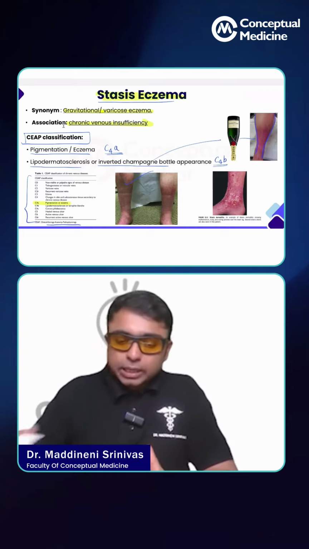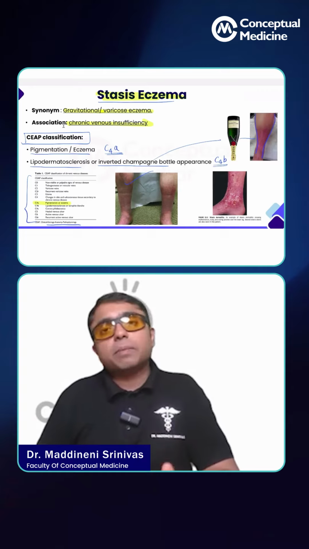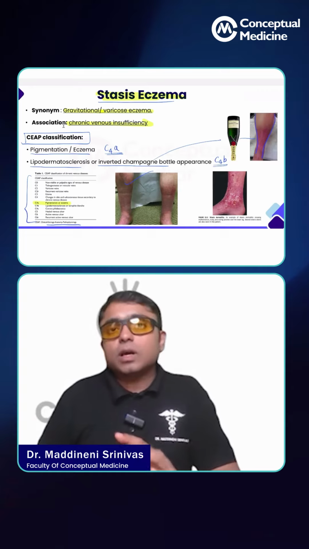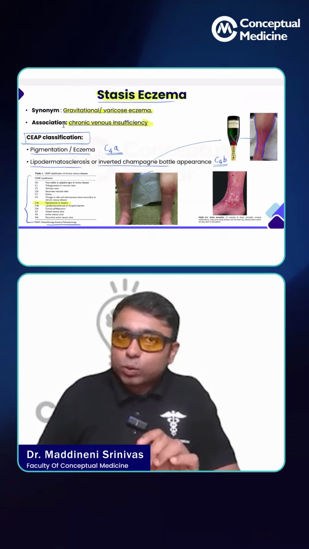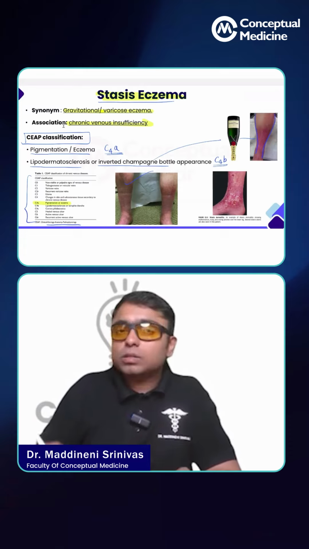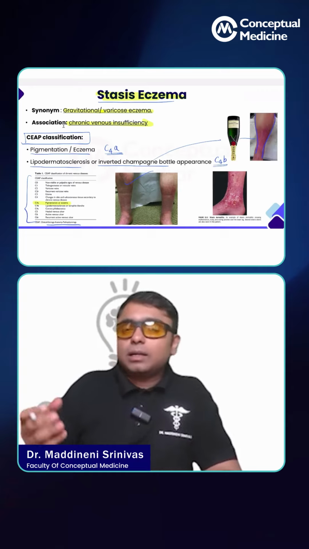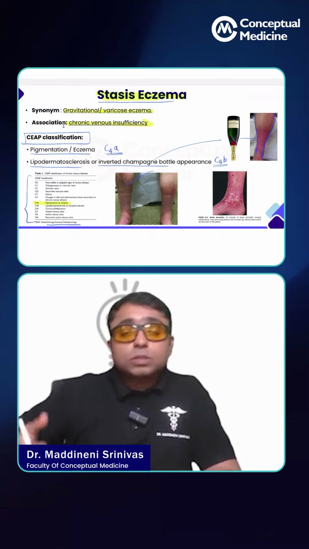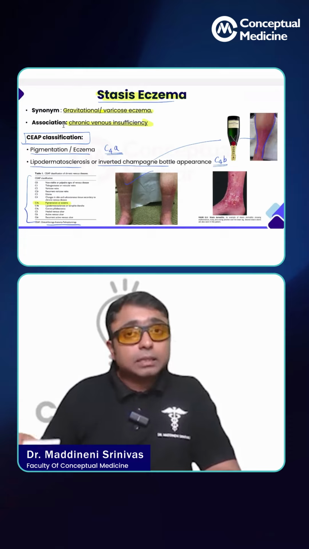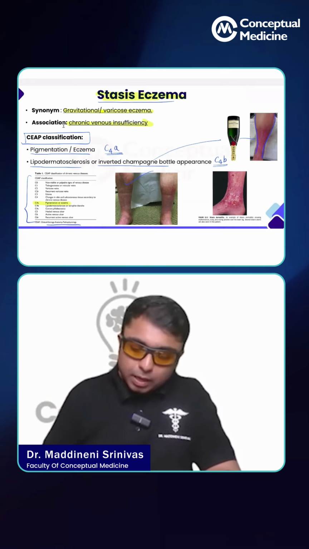So remember, dear students, if pigmentation, eczema or lipodermatosclerotic changes are present, always rule out varicose veins, send for a color Doppler, and also see whether there is any possibility of deep vein thrombosis. And if the varicose veins are treated, then the skin condition is also going to be taken care of immediately.